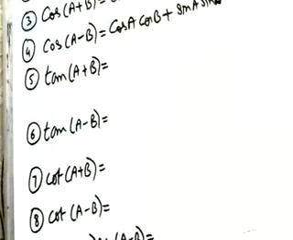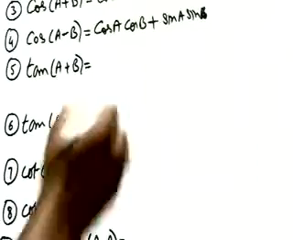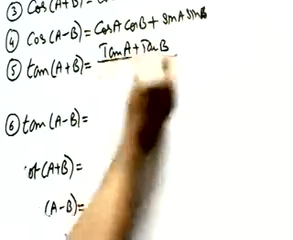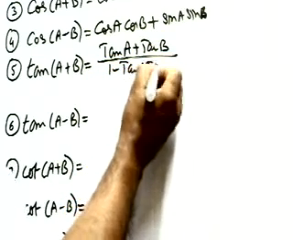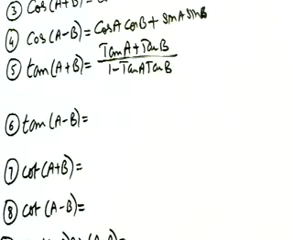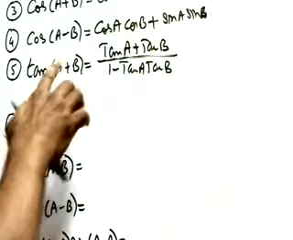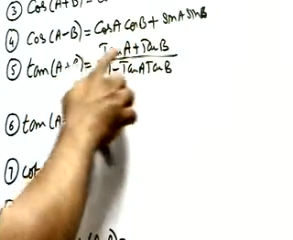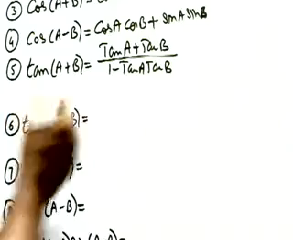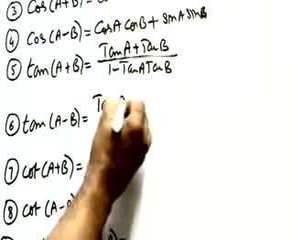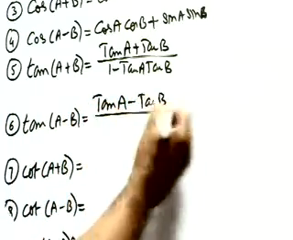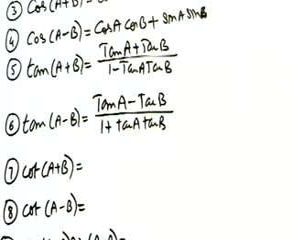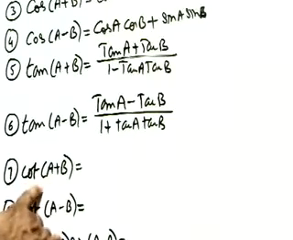In the same way, let me go for tan A plus B. Tan A plus B is tan A plus tan B by 1 minus tan A tan B. If you have plus here, here it is plus, here it is minus. If you have minus here, it will become minus, and this will become plus. So tan A minus B will be tan A minus tan B divided by 1 plus tan A tan B.